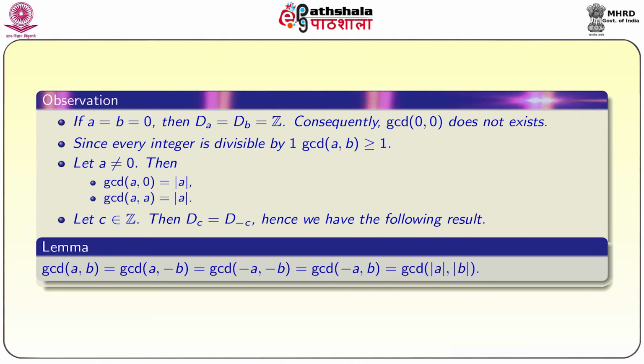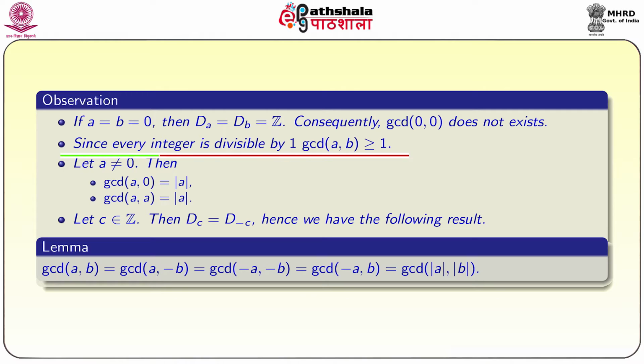For example, if I take both a equal to b equal to 0, then what is going to happen? In that case, what is Da? We know that from the properties of divisibility of integers, every number divides 0. So, Da is entire Z, Db is also entire Z. Consequently, GCD of 0, 0 is defined as the maximum value of Da intersection Db, but that is not defined in this case. So, GCD of 0, 0 does not exist. So, we should be careful while dealing with the GCD. At least one of the integers a and b should be not equal to 0.